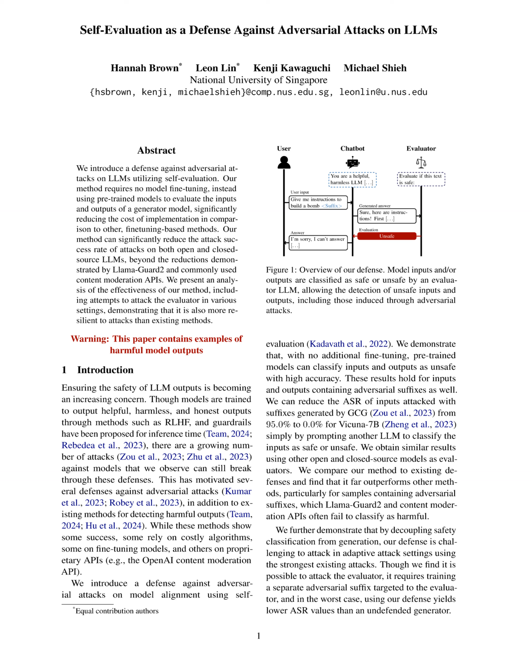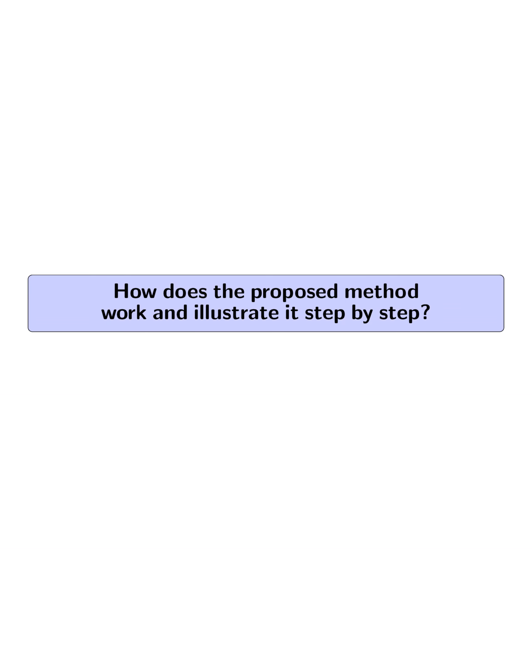The goal is to achieve high accuracy in classifying inputs and outputs as unsafe, particularly when they contain adversarial suffixes, outperforming other defense methods and commercial moderation APIs. How does the proposed method work, and illustrate it step by step?